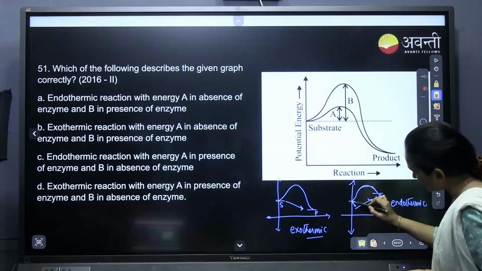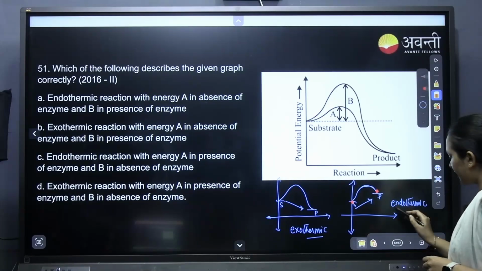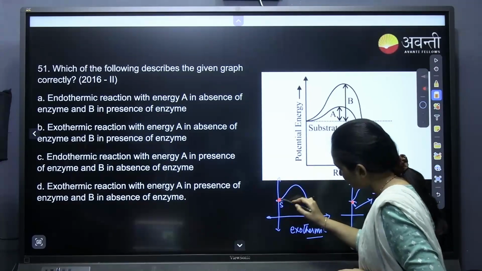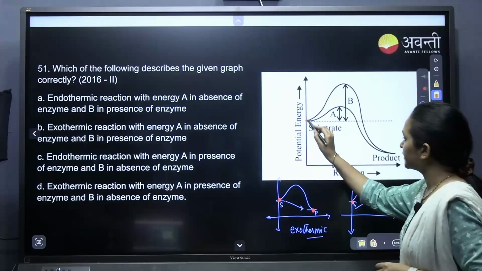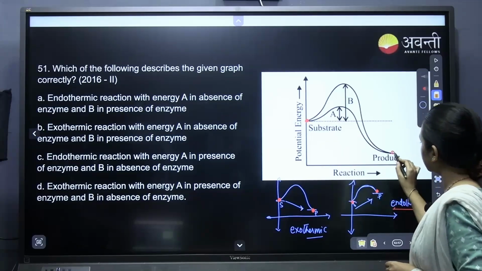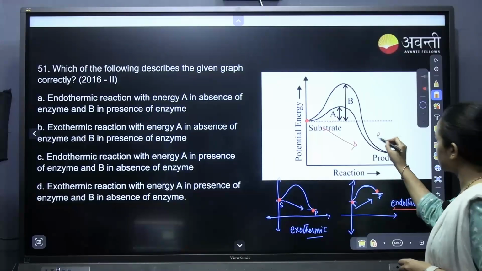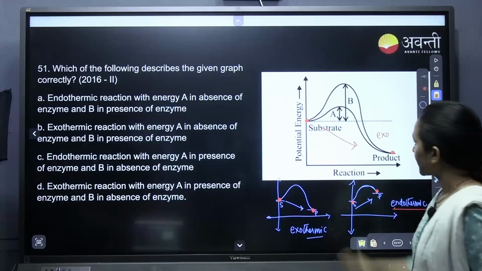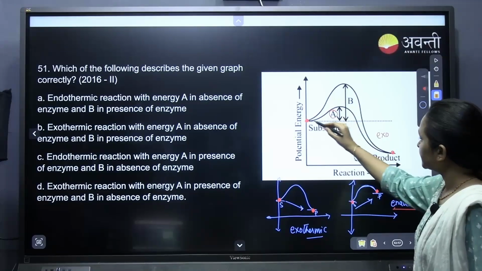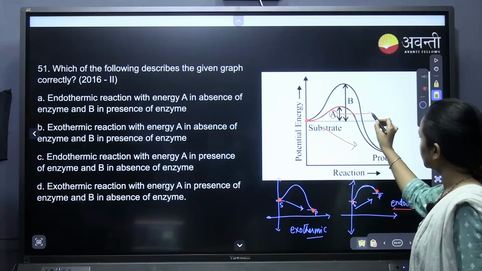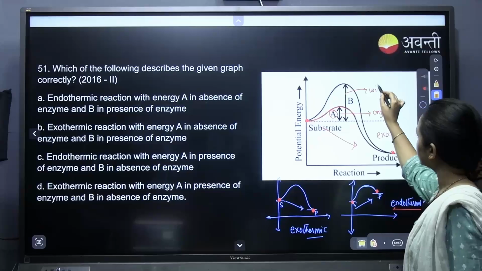See, if the substrate is at this energy level and the product is at this energy level, this is an endothermic reaction. Now, here the substrate is at this energy level and the product is at this energy level, which means it has lost the energy during the process, which makes this an exothermic reaction. And also we need to find this: A is with the enzyme, and B here is without enzyme.